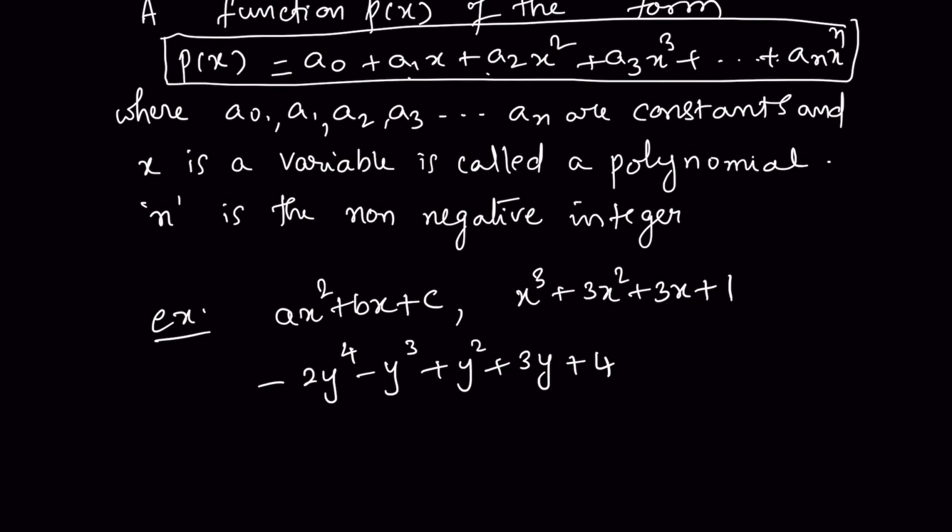For example, let us take one expression like y⁻¹ + y² - 1. Can we consider this as a polynomial? We cannot consider it, because the power is -1. Always remember that the powers should not be negative numbers, powers should not be fractions, powers should not be decimals. Then only we can call those algebraic expressions polynomials.